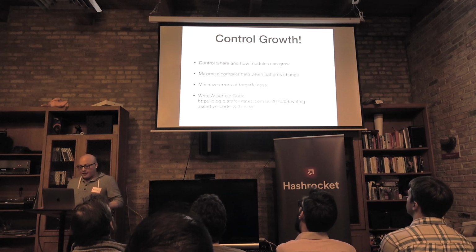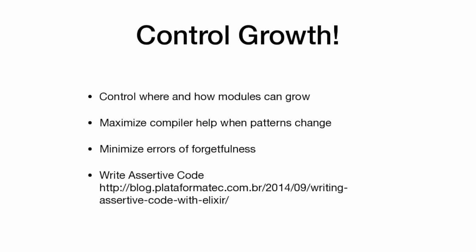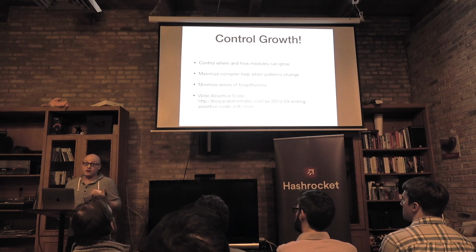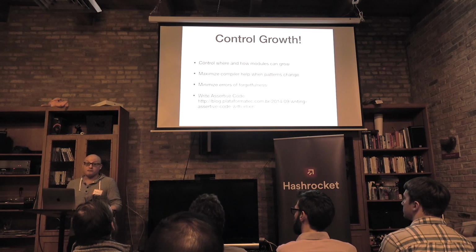So at the end of the day, what you're trying to do is control the growth of your application. You're trying to control where and when the modules can grow, what they're pointing to. And when you go and refactor code in particular, you want the compiler to be able to help you. You want to lean into the tooling that Elixir and Erlang provide, and just let it tell you when you did something wrong.